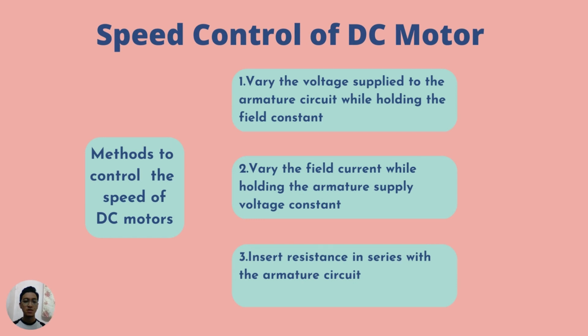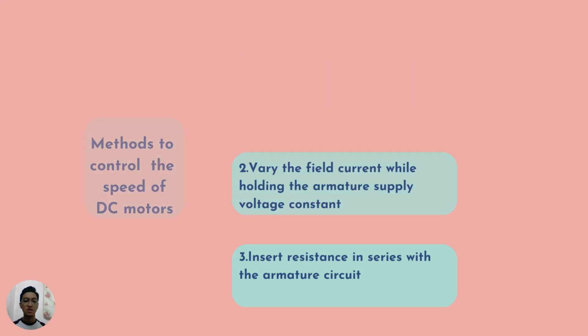Next one is speed control of DC motor. There are three methods to control the speed of a DC motor. The first one is to vary the voltage supplied to the armature circuit while holding the field constant. The second one is to vary the field current while holding the armature supply voltage constant. The last one is to insert resistance in series with the armature circuit.